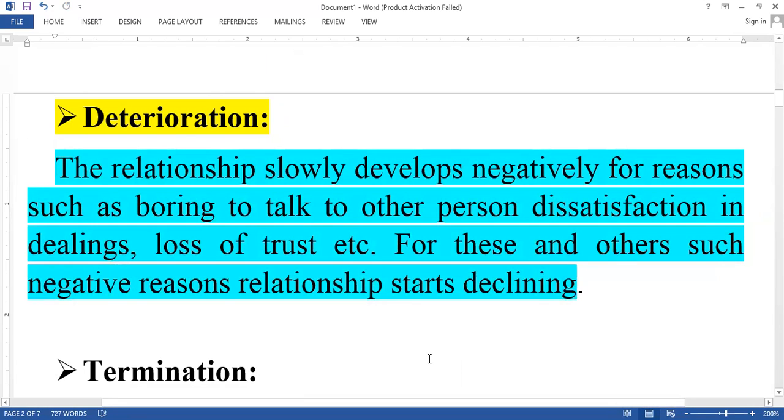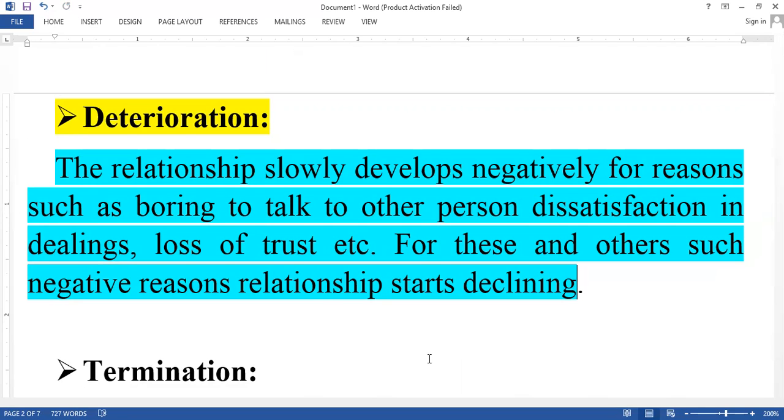Here, what is meant by deterioration? Deterioration is nothing but the damage of the interpersonal relationship. Why is it called damage of the interpersonal relationship? Because in this stage the relationship slowly develops negatively, and it keeps slightly creating damage in the interpersonal relationship.